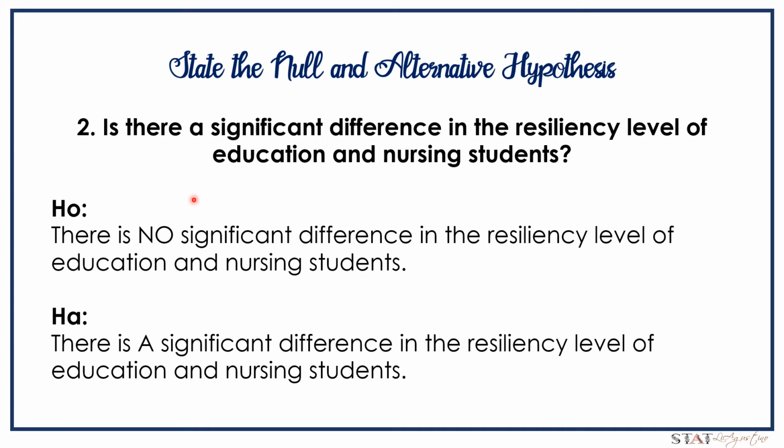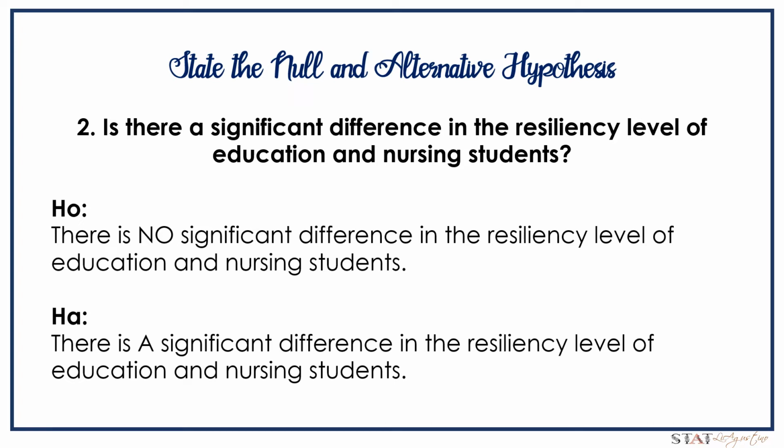Again, another example. Is there a significant difference in the resiliency level of education and nursing students? So your statement for null hypothesis would be like this. There is no significant difference in the resiliency level of education and nursing students. And then your alternative hypothesis, or your HA: there is a significant difference in the resiliency level of education and nursing students. So that's how you do your null and alternative hypothesis.